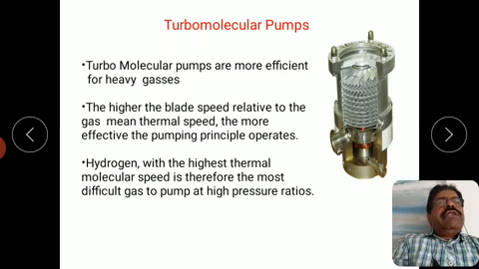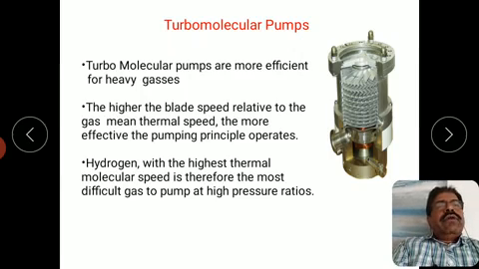But the major problem is with lightweight molecules like hydrogen. So hydrogen, with the highest thermal molecular speed, is therefore the most difficult gas to pump at high pressure ratio. Hydrogen, as you know, is a light molecule, and therefore its average thermal velocity is very large, about 1700 meter per second.